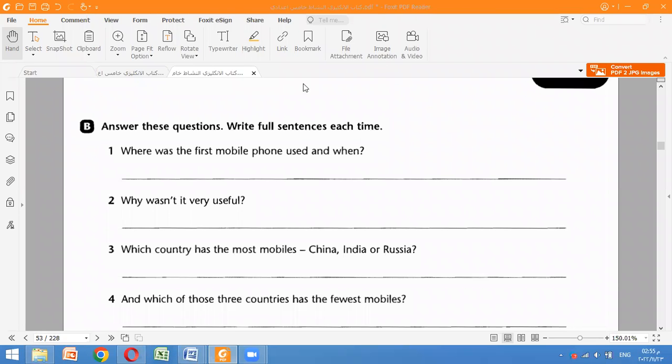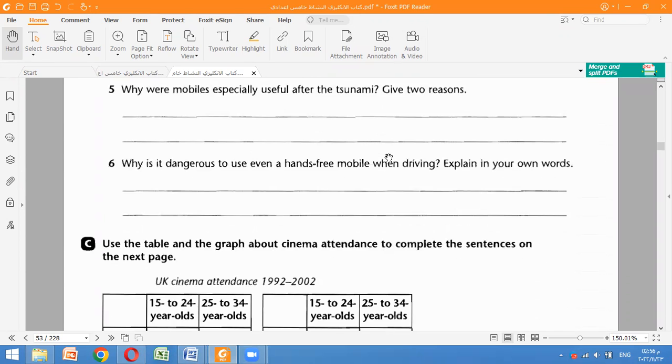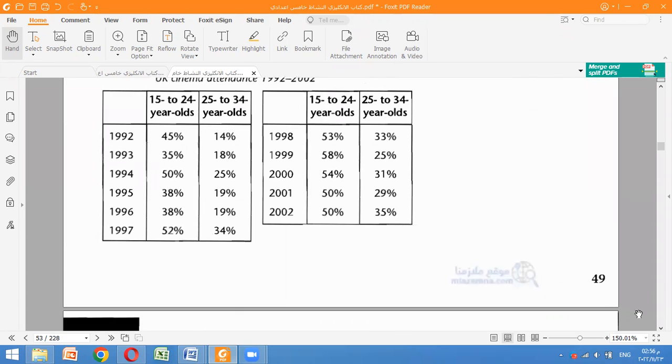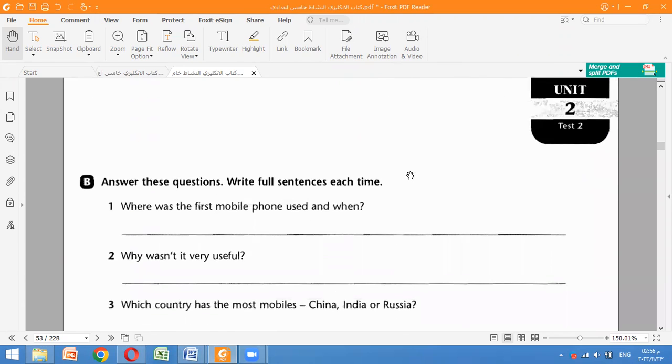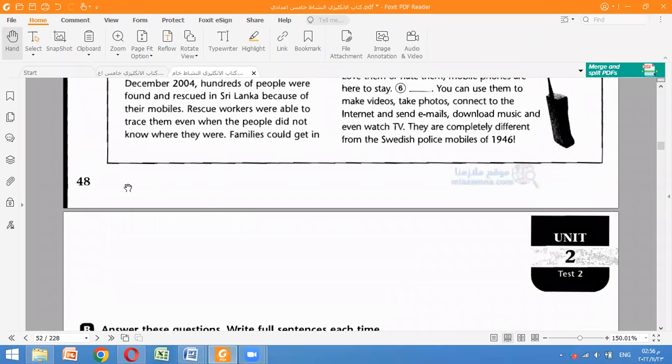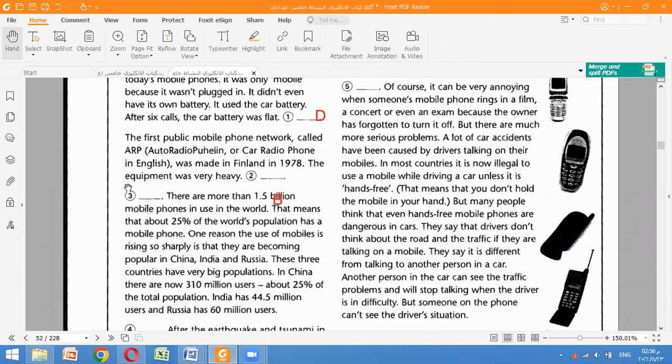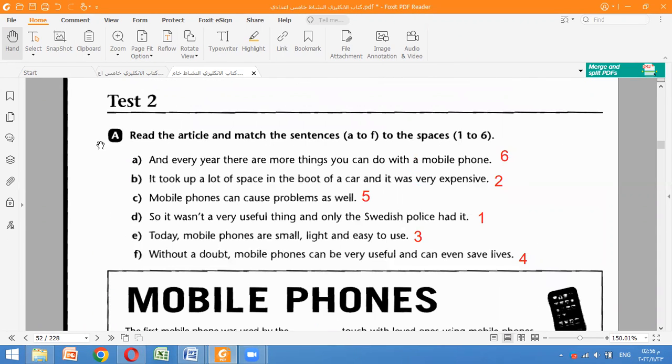Now, welcome again to the second part of our lecture for today, which is mobile phones, a reading comprehension lesson. Now we are going to do exercise B, which is: answer these questions, write full sentences each time. Exercise B, you are going to find it on page 49. This is exercise B and C on page 49, whereas exercise A was on page 48.